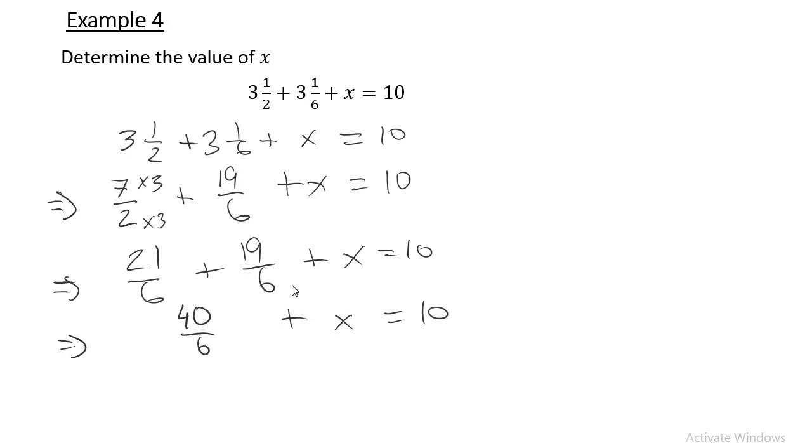And now we just want to know what x is, so we need to move the 40 over 6 to the other side. And the way we do this, we take away 40 over 6 on both sides. So if we take away 40 over 6 on this side, we just have x, and then on the other side, we have 10 minus 40 over 6. Okay, let's go to a new page. Okay, so we had x equals 10 minus 40 over 6.